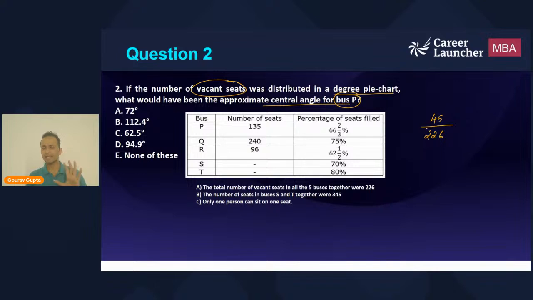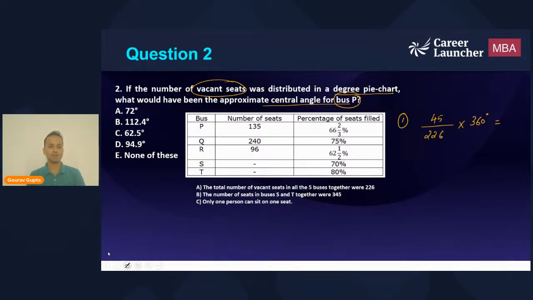Now, look at the calculation, understand the calculations. So there can be two different ways in which you can find the final answer. First of all, if you want to convert this in terms of angle, multiply it by the total central angle, that is 360 degrees. So 45 divided by 226 multiplied by 360 degrees will become your final answer. Okay, right? This is one way of doing the calculation.